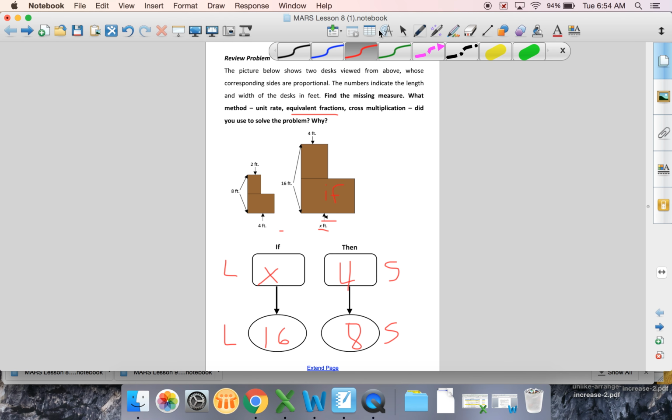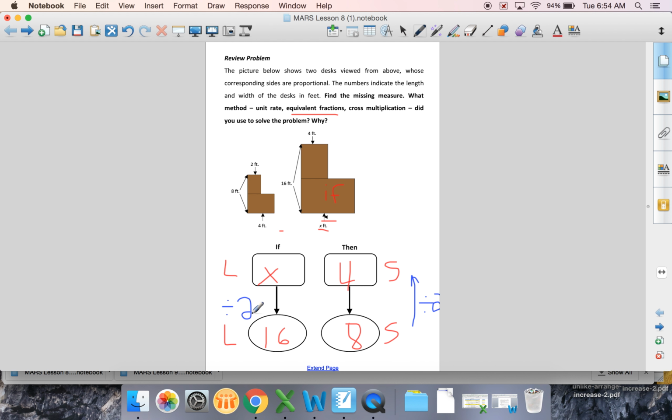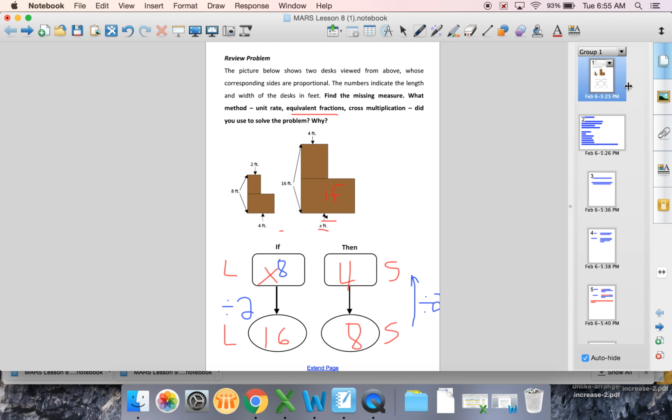Okay, so now looking at equivalent fractions, we could go horizontal or we could go vertical. I'm going to go vertical because we're looking proportionally. 8 divided by 2 gives me 4. Oops, that's supposed to be a 2. So 16 divided by 2 should give me 8 feet. So my total feet here should be 8 feet, which looks about accurate. This looks about double that. All right, next slide.